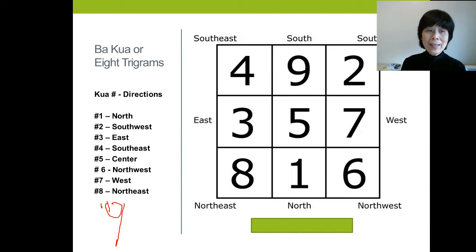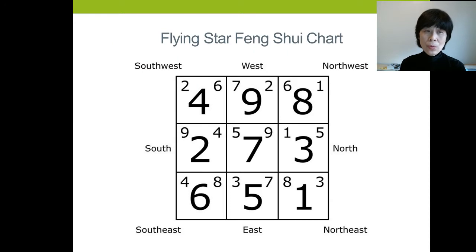So again, this is just a little brief insight into the Luo Shu square and the Bagua, which is the principle that is used in the classical feng shui. So let's go to the next slide here. This is just a sample of a flying star feng shui chart.